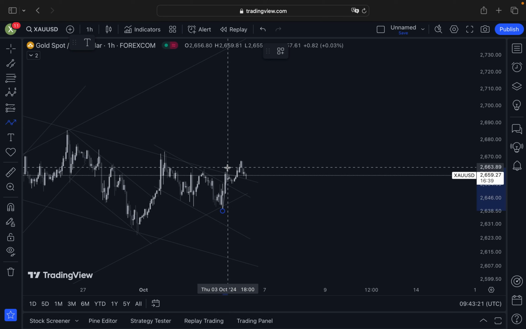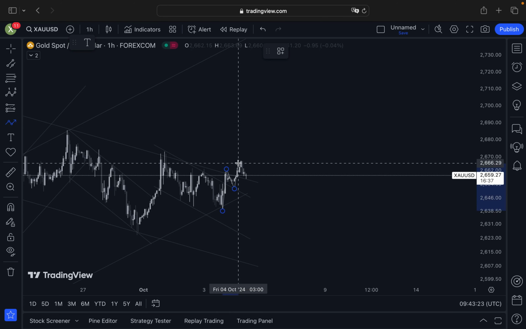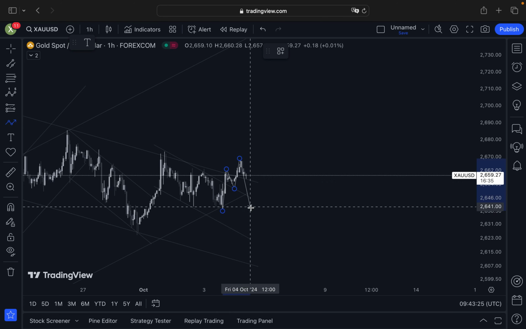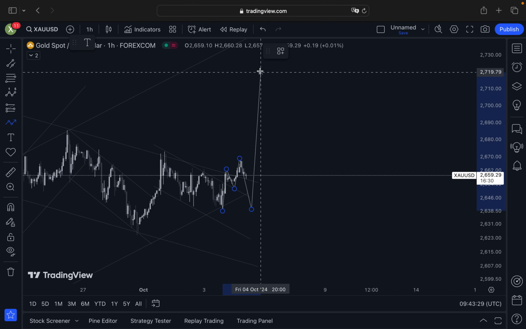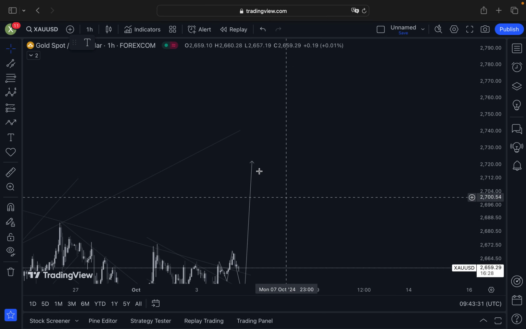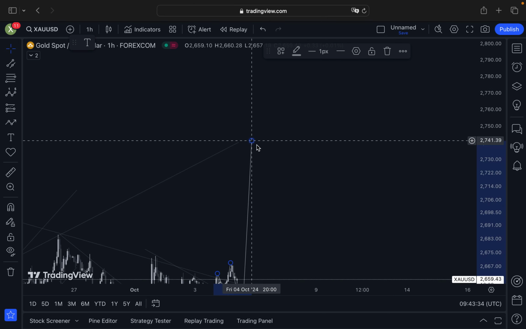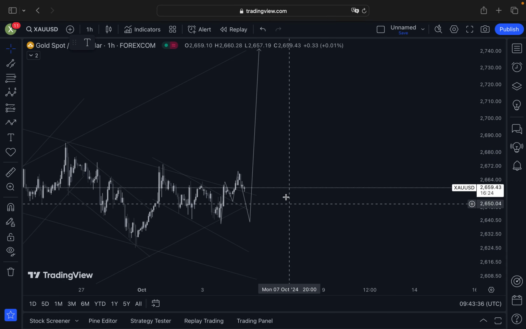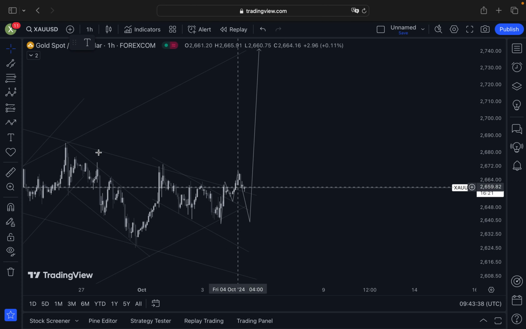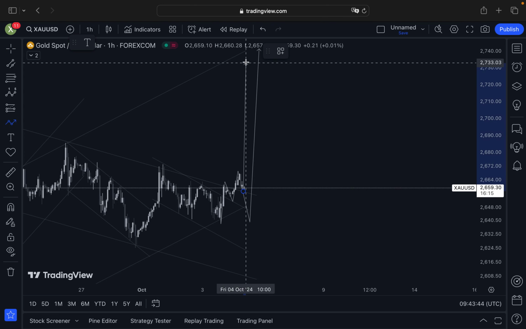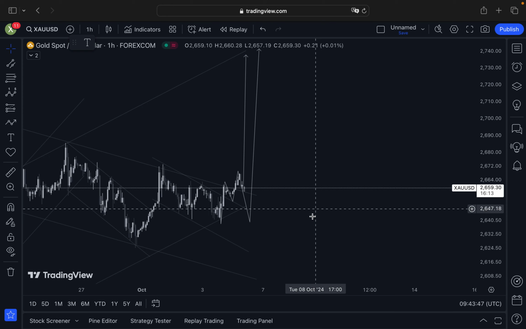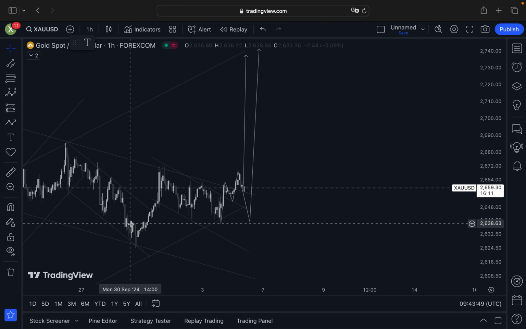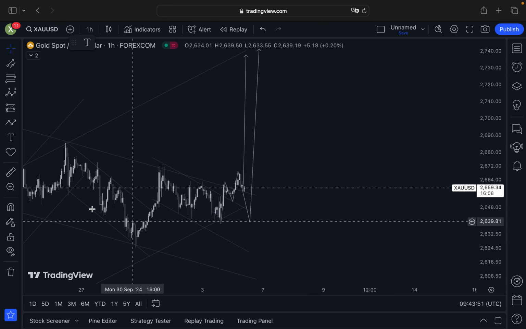So this and this and this and this, and then most likely come and test this area, okay, and then push up. If price doesn't do this, it will then just continue from here. So from where it is, it will just continue until here, okay? So this is one of the outcomes, all right?